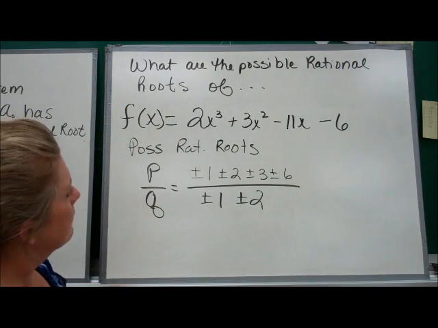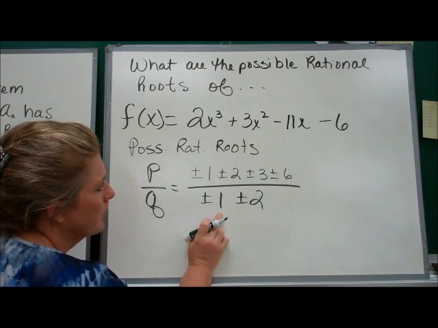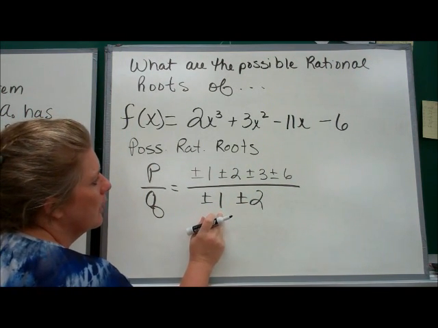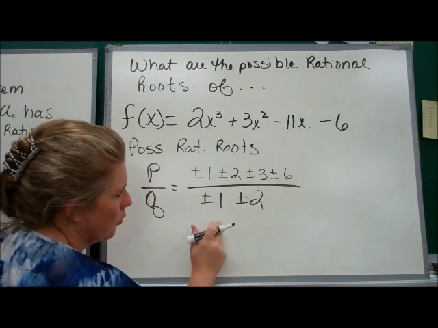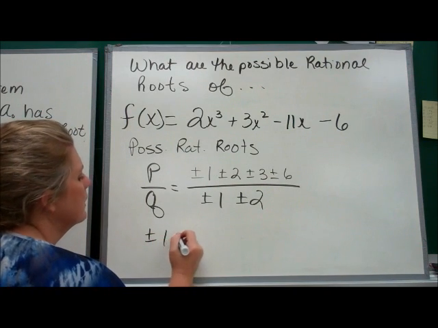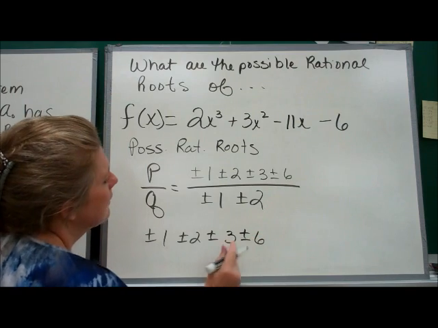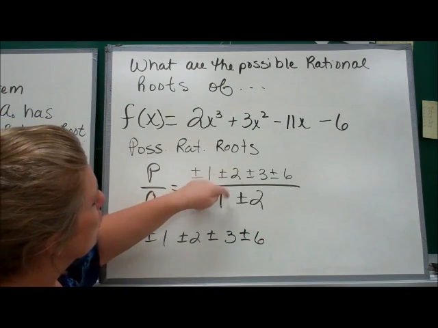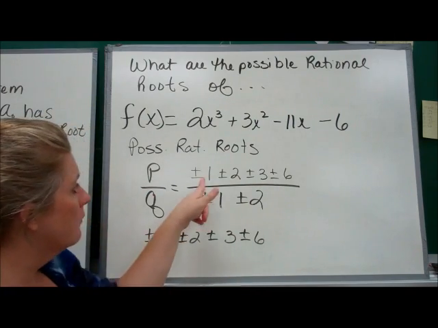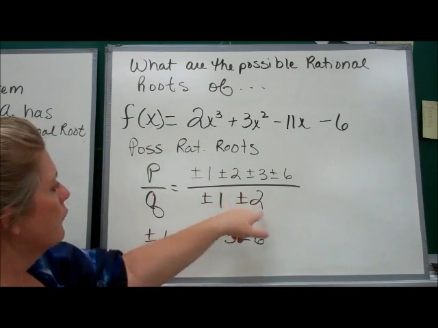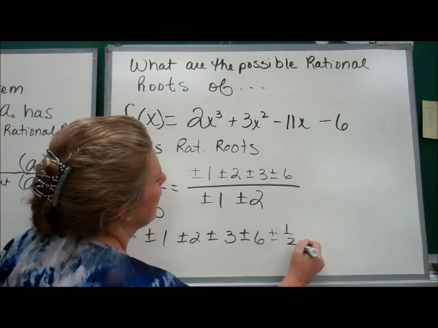Okay? But all the rational roots, so if 1 is the denominator, then all your possible rational roots are going to be 1 over 1, 2 over 1, 3 over 1, 6 over 1. Okay, so plus or minus 1, plus or minus 2, plus or minus 3, plus or minus 6. That's when I take each one of these over 1. Okay? Now we're going to take each one of these numerators over 2. Well, okay, 1 over 2, so that's plus or minus 1/2.